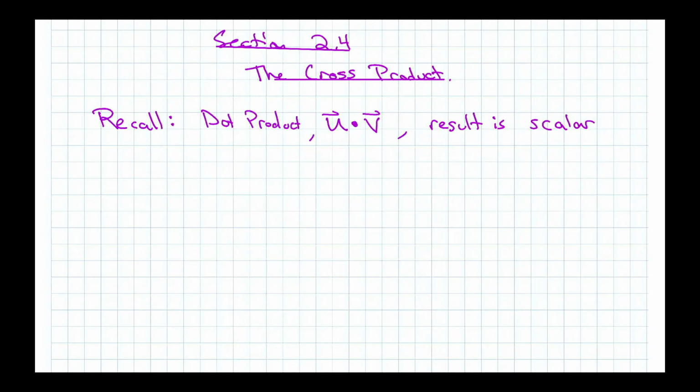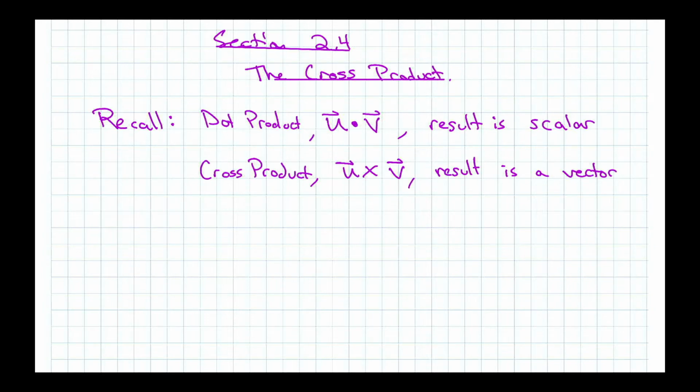The other product that we mentioned was called the cross product, and it was written u times v with the x for multiplication, which you probably haven't used in a while. The last time you used that symbol for multiplication was probably a long time ago. But we use it now, the u times v, and the result is going to be another vector.